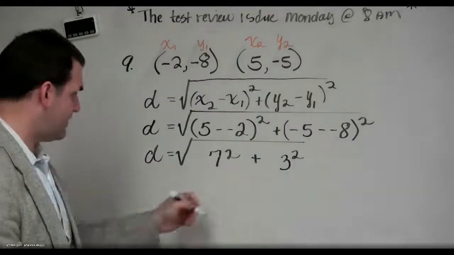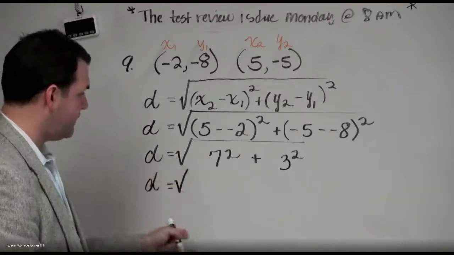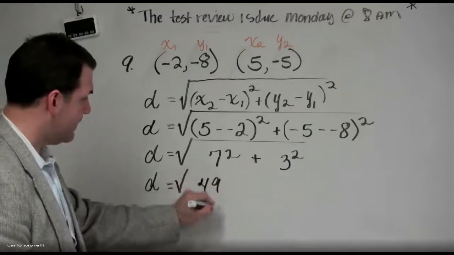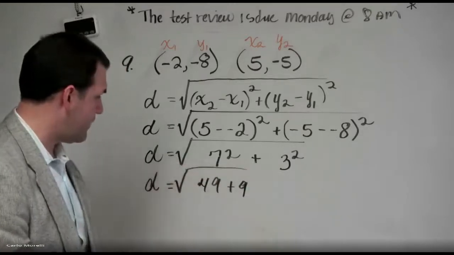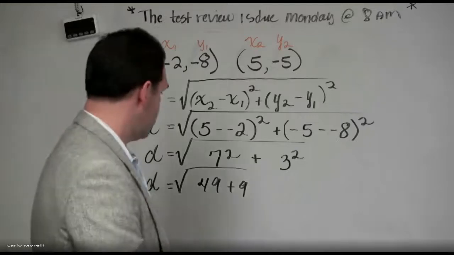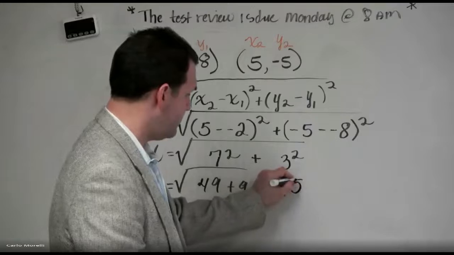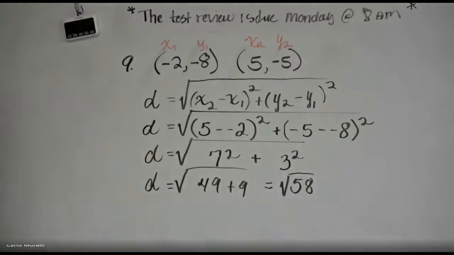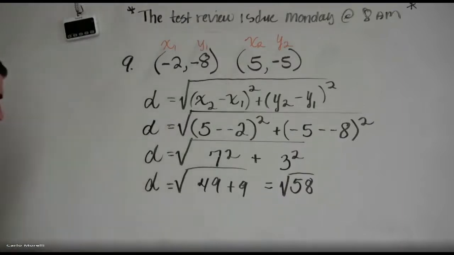And you can't add these because the bases are different. So we actually have to find out what 7 times 7 is. That's 49. And 3 times 3 is 9, so 49 plus 9. So now we're down to just the square root of 49 plus 9, which equals the square root of 58. And for this problem, that's all they want. They don't want you to find a decimal approximation or anything.